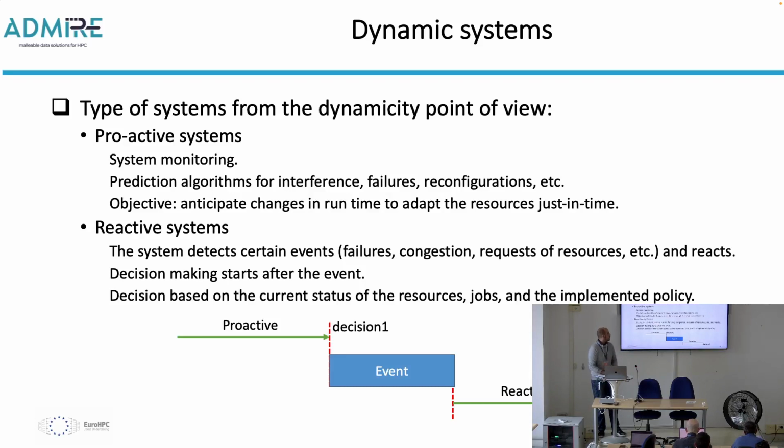As Jesus has said, there are 2 different systems from this dynamicity concept that are proactive systems and reactive systems. Proactive systems are those that can predict the potential future events in order to anticipate a decision. They typically use system monitoring and prediction algorithms in order to do these things. And reactive systems is the opposite. If they detect an event, they react, providing a new scheduling, a new decision, and reconfiguring the application and the system. So basically, proactive tries to advance decisions before an event occurs, and reactive takes decisions just when an event has taken place.